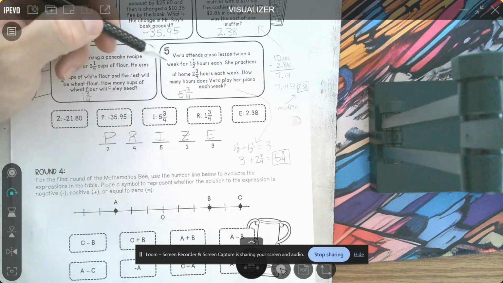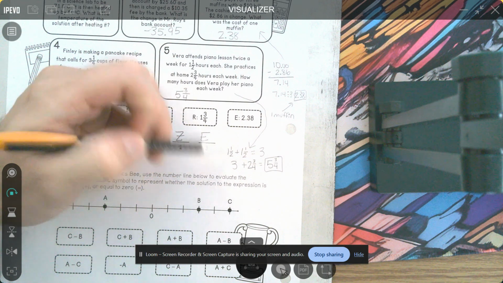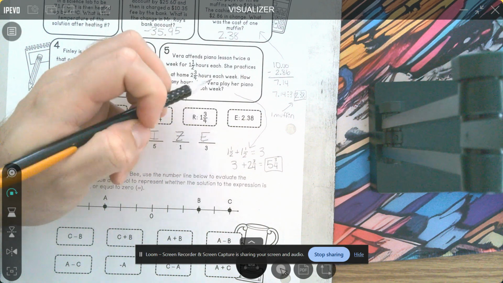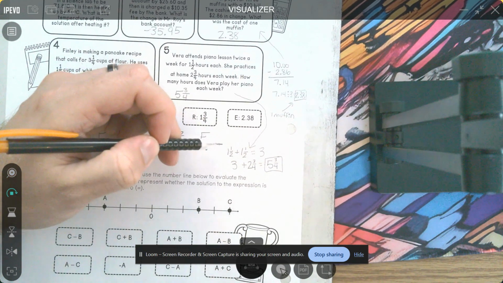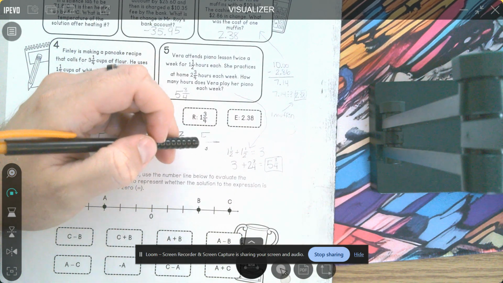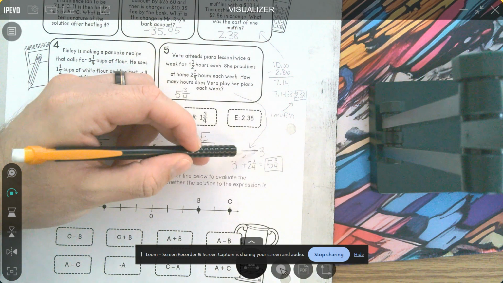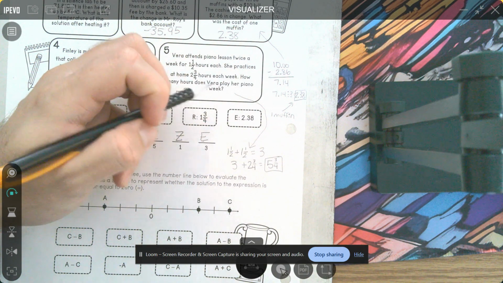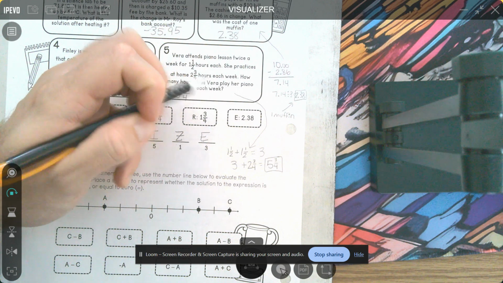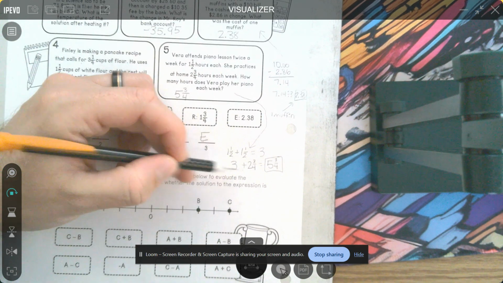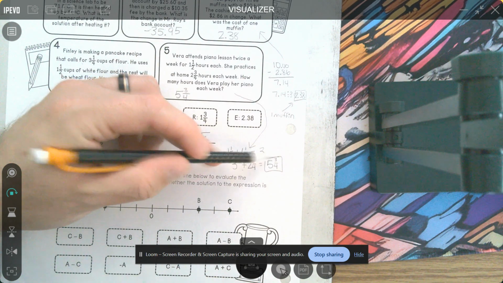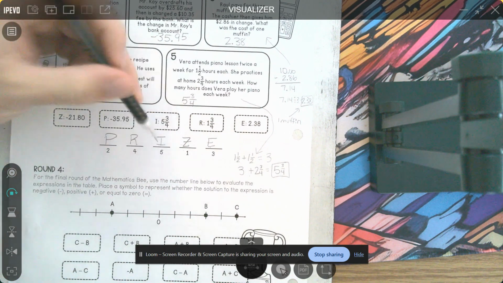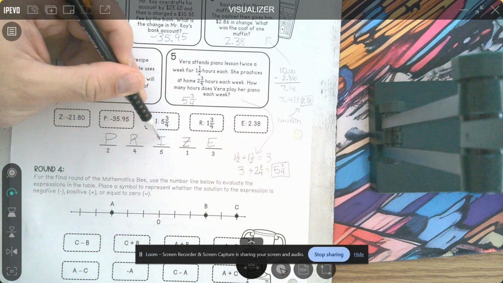And then the last one, number 5. If she has lessons twice a week for 1 1/2 hours each, we can add 1 1/2 plus 1 1/2 to find out the total amount of piano lessons she's doing, which is 3. And then she also practices 2 3/4 hours each week. So we're going to add 2 3/4 to the 3 hours, and you get a total of 5 3/4 hours of piano. And that is your last letter, which is an I. All righty.